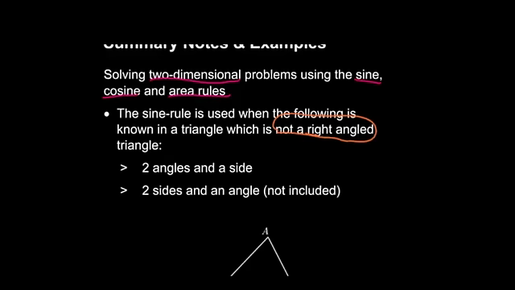So, we use the sine rule when we are given two angles and a side. We also use the sine rule when we are given two sides and an angle. Very importantly, it's been done for you in brackets here, that the angle must not be included. What does that mean? It means that the angle must not be between the two sides. Let's explore that some more.